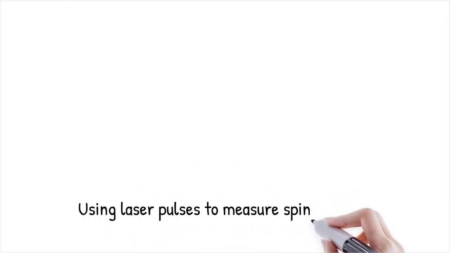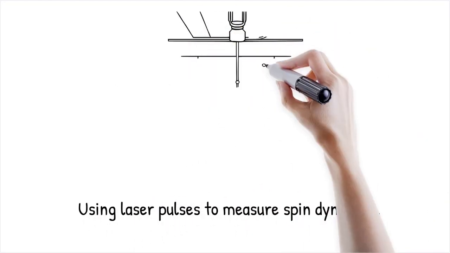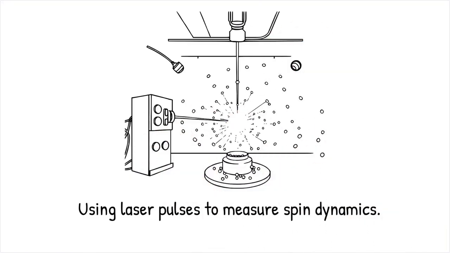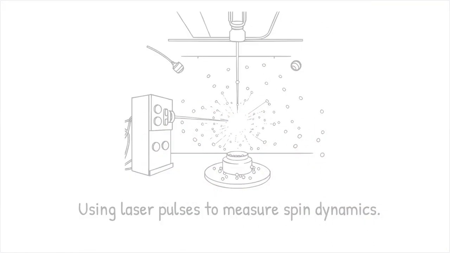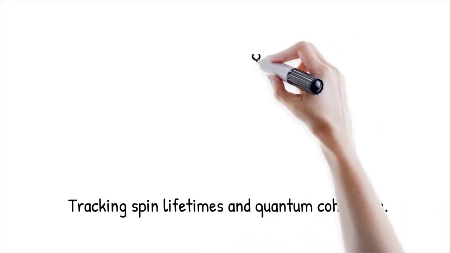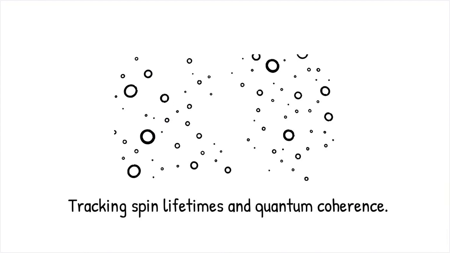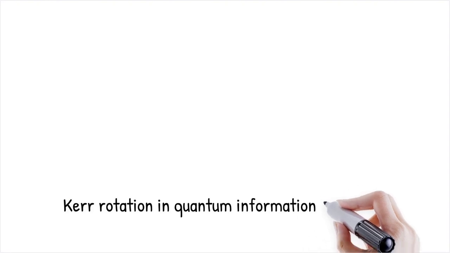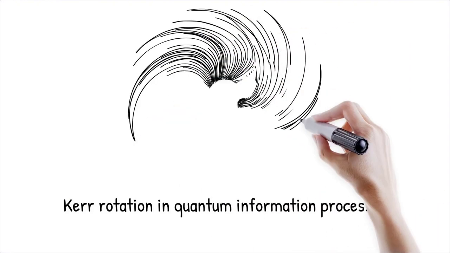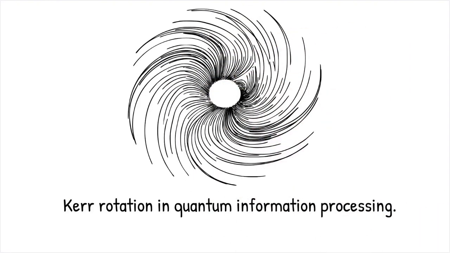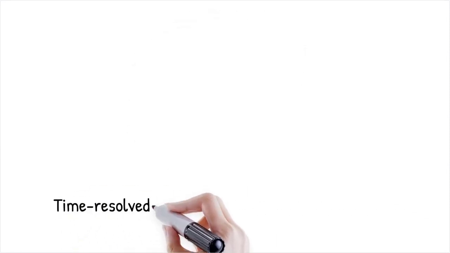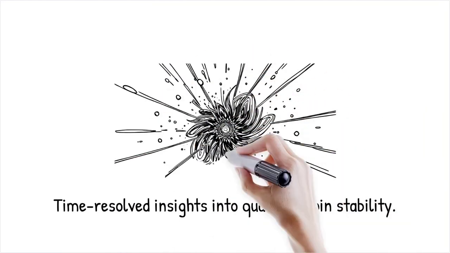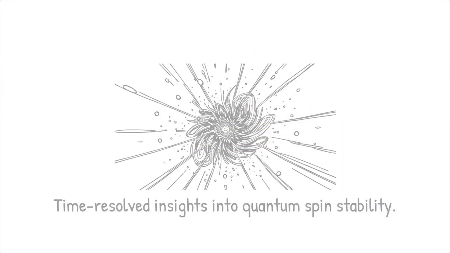Time-resolved Kerr rotation spectroscopy uses polarized laser pulses to measure spin precession and coherence times in quantum dots and topological materials. It is especially useful for tracking spin lifetimes, quantum coherence, and spintronic properties in materials with strong spin-orbit coupling. Kerr rotation is crucial for understanding spin-based quantum information processing and non-equilibrium spin dynamics. The technique provides time-resolved insights into how long quantum spin states remain stable before decoherence occurs.